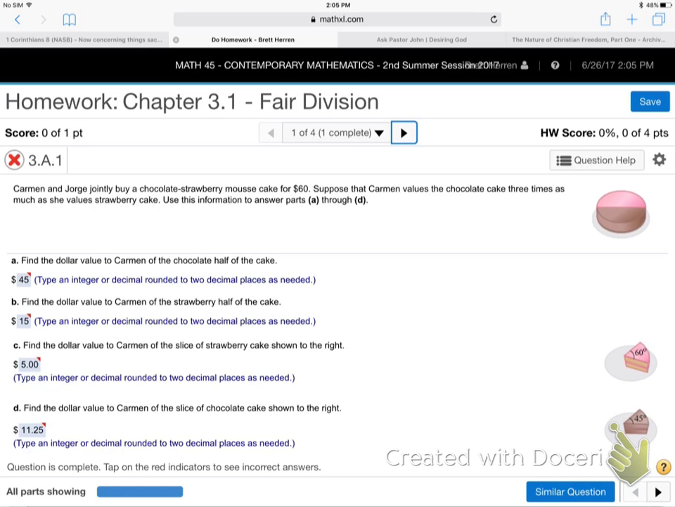This section, chapter 3, is all about fair division. So remember what this class is about: how to use math in the real world to help things happen. Chapter 1 was all about voting. Hope you guys got all that information real good.